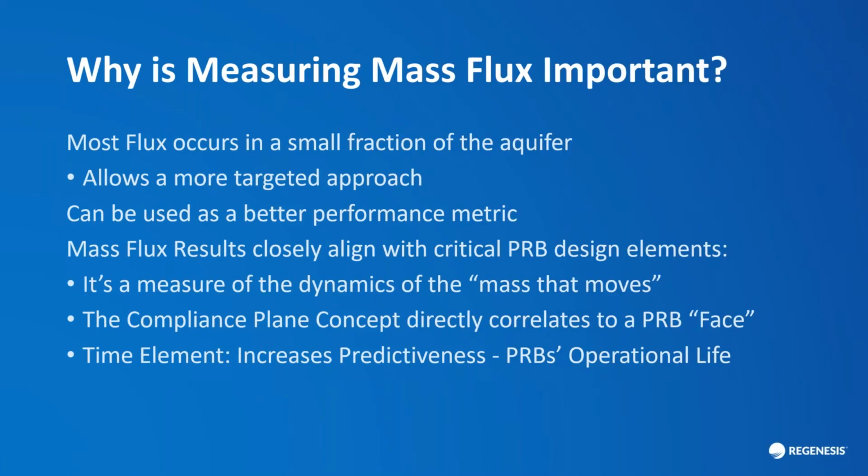So why is measuring mass flux important? Most flux occurs in a small fraction of the aquifer, and this simply allows us to have a more targeted approach. It's commonly accepted that 90% of the mass flows through 10%. You can see 80 at 20. You'll also see some authors saying 70-30. Pick whichever ratio you think is best. But the point being, you need to find those zones that matter the most.